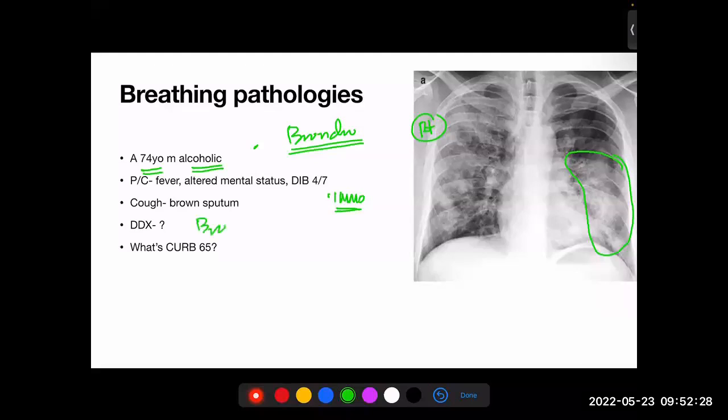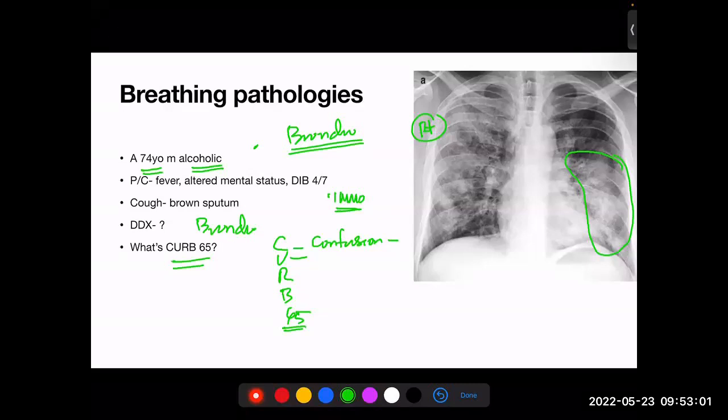What is CURB-65 in pneumonia? It's used to grade the severity of pneumonia, and it is used to determine whether we admit patients to ICU or not. Just go through. What are the components? C is for confusion. If the patient is confused, number one. How do we grade it? Oriented, impaired, or conscious. And then U for the serum urea, more than 7.